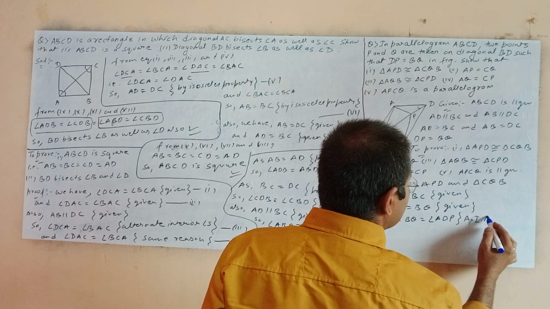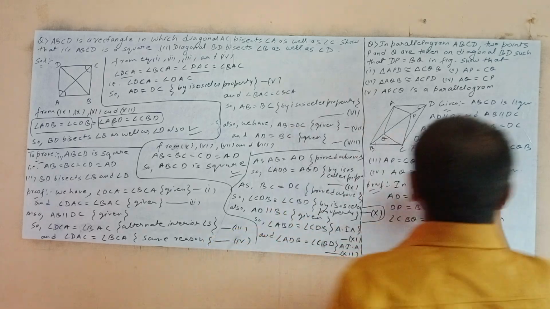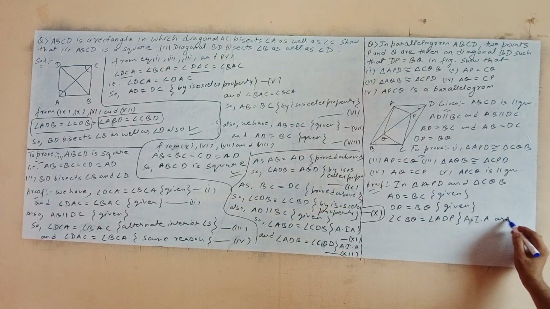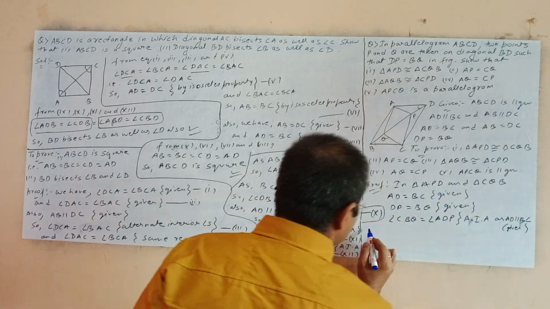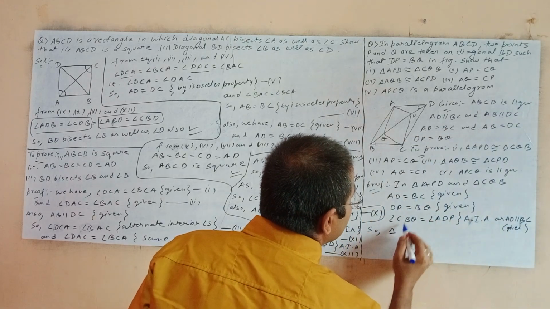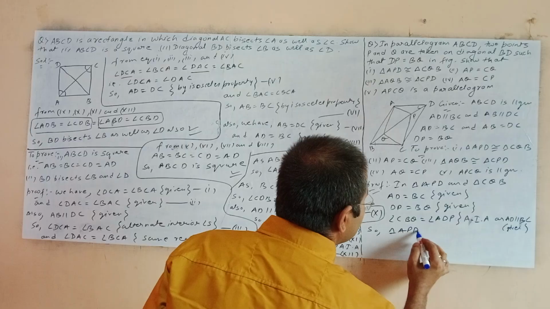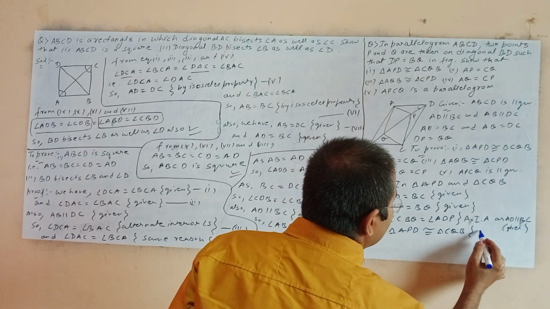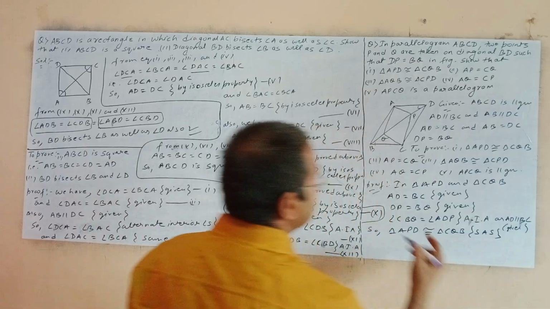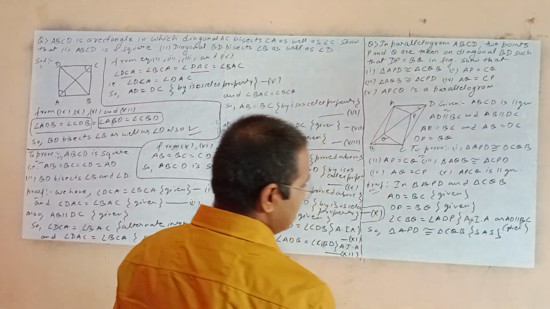Alternate interior angle, as AD is parallel to BC. BC is given. Now, you can say that triangle APD is congruent to triangle CQB by SAS criteria. See, two sides and the included angle.